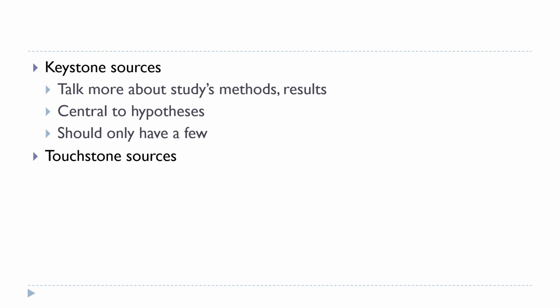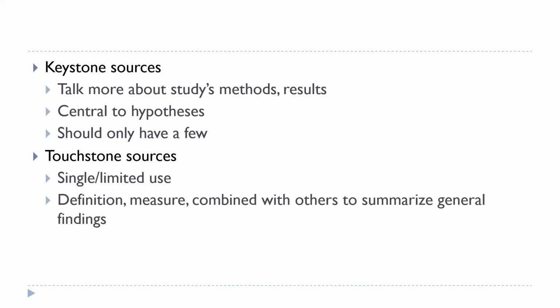Some of your sources are touchstone sources, meaning that they have a very limited utility. You might only cite a source once for a single purpose. So for example, you might use a source once to define a concept or to present how that concept will be measured. Or you might lump it together with other sources to summarize a general finding. So for example, studies X, Y, and Z all found that people who are rejected become more aggressive. That basic finding can be something that you can lump several sources together to display that it is not just a single study that's found this result, but it's a general finding that many studies have found.